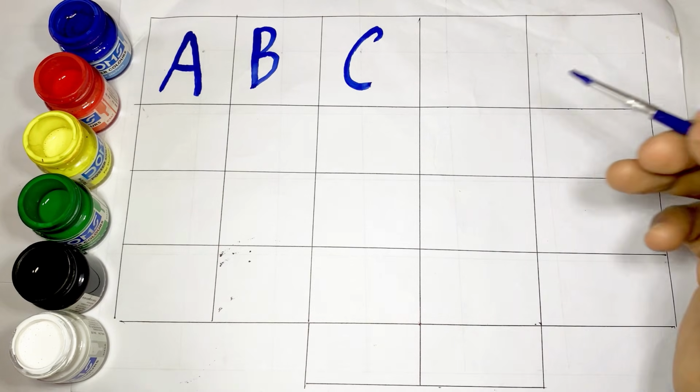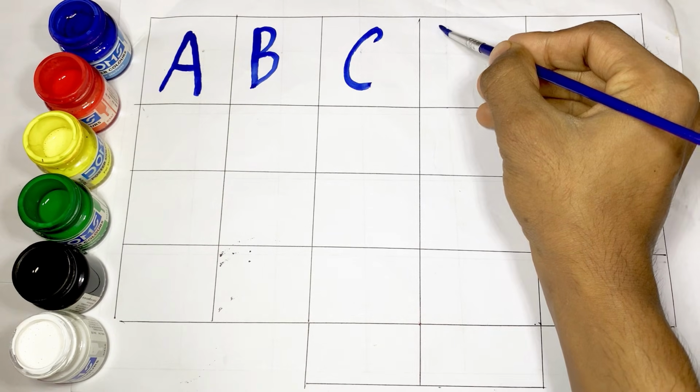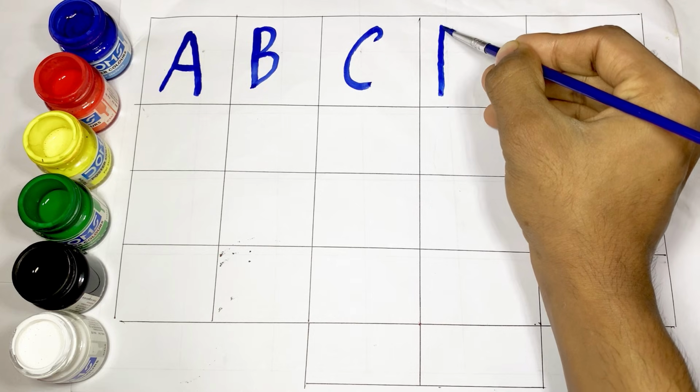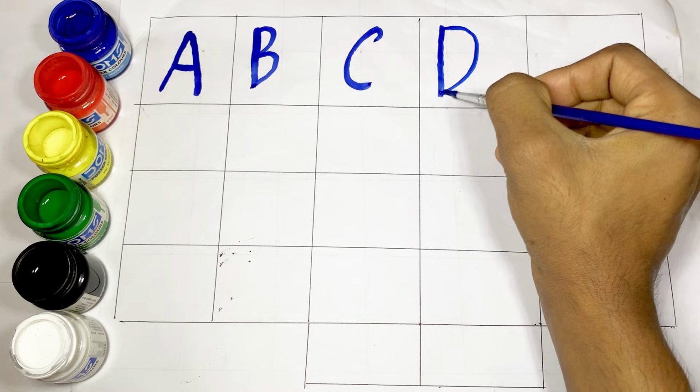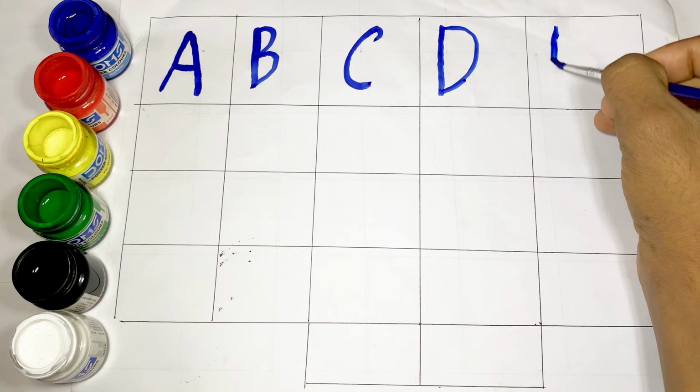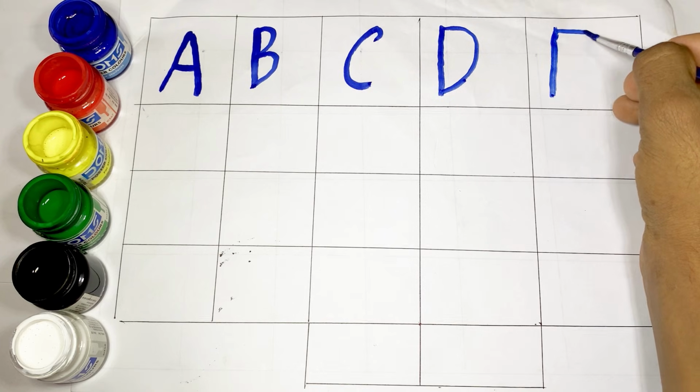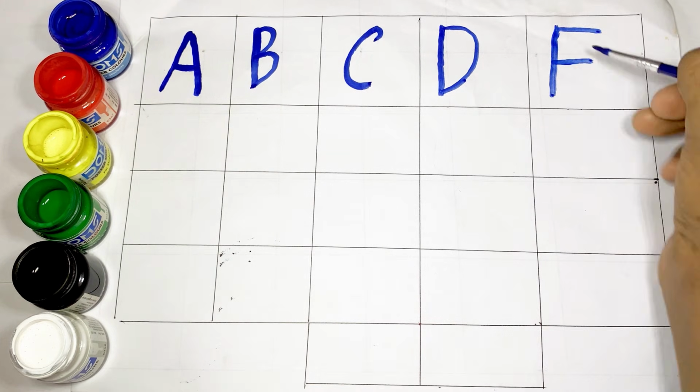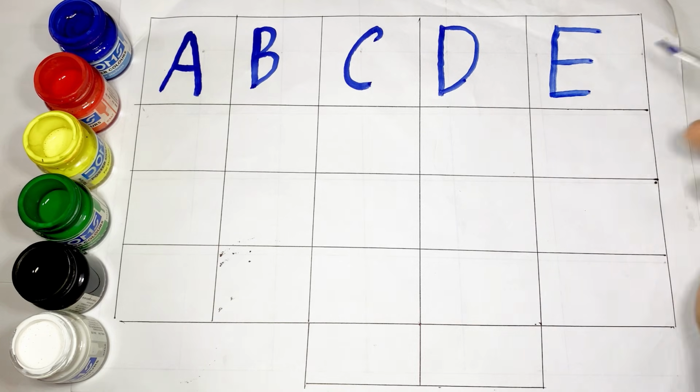C for car, D for dog, D for doll, E for egg, E for elephant. Kids, next F for fish, F for fan.